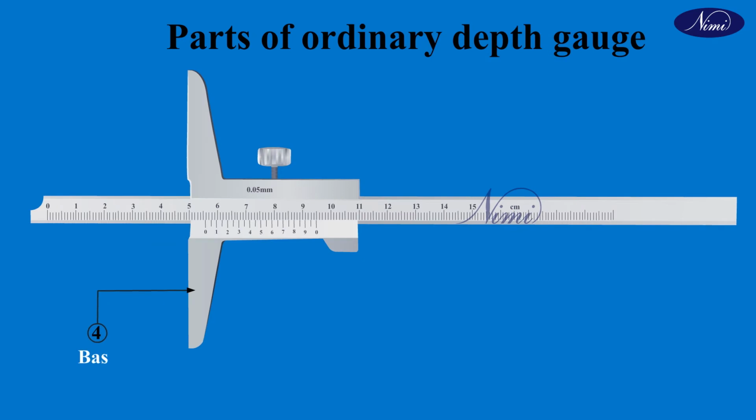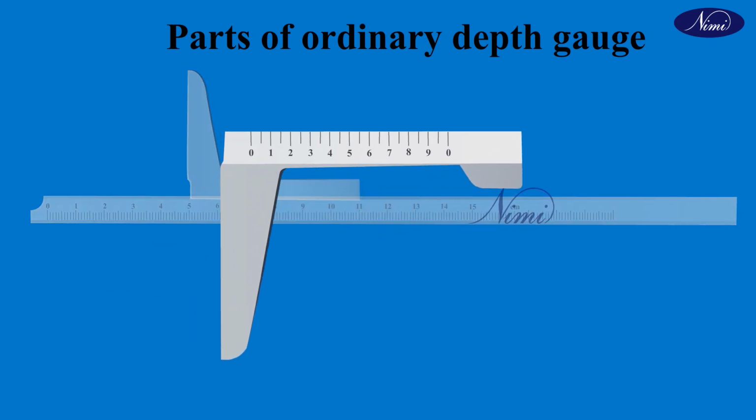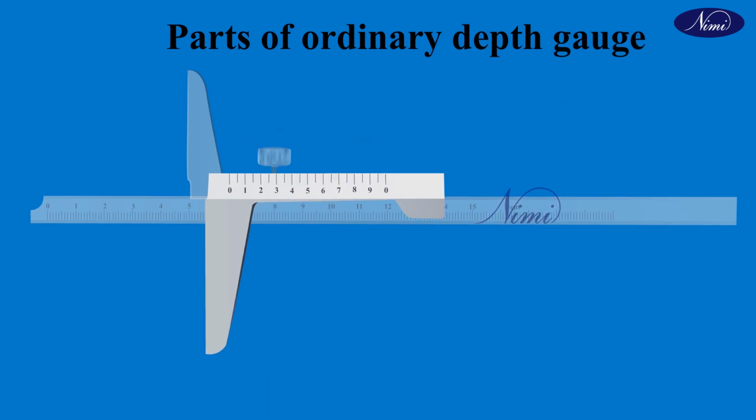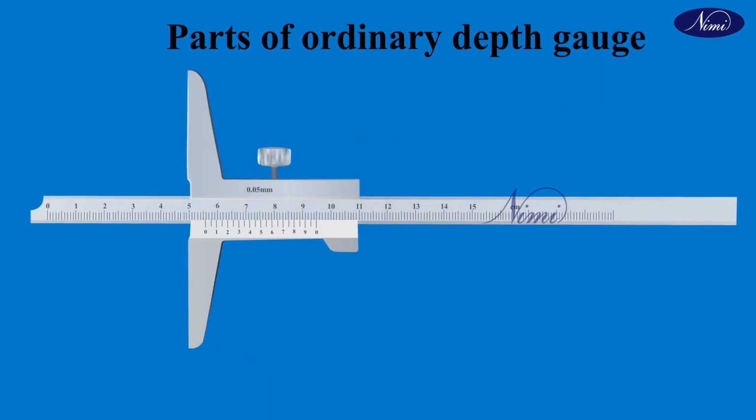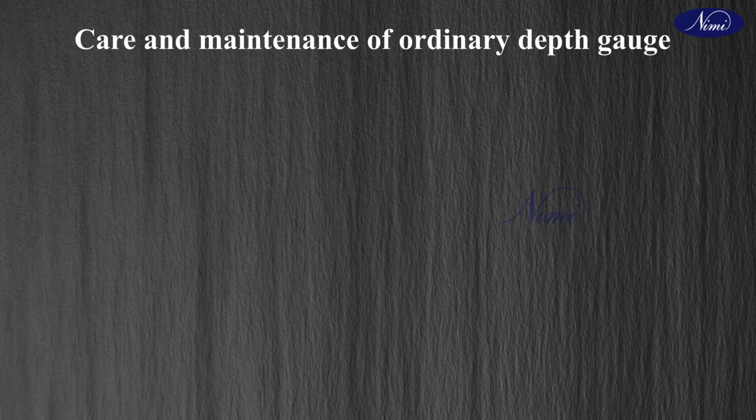Next, base. The base is the fixed unit and serves as a datum for measurement. It also carries the vernier scale and vernier graduation. Next, care and maintenance of the ordinary depth gauge.